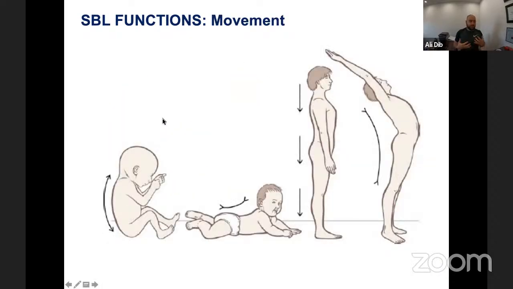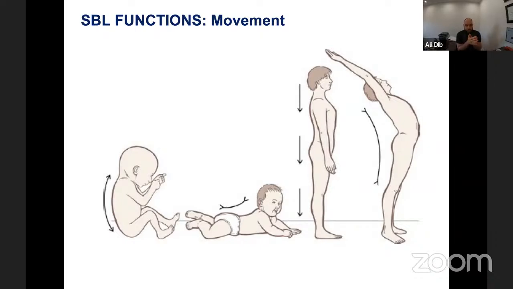But this extension function of the superficial backline is also seen throughout the development of the human being. Okay, so during infancy, for example, the superficial backline initially helps the child lift their head from the fetal position, right? We know that the fetal position is that really highly curled forward posture. It's very protective. The fetus is developing, but over time, the SBL will allow the head to lift up, right?